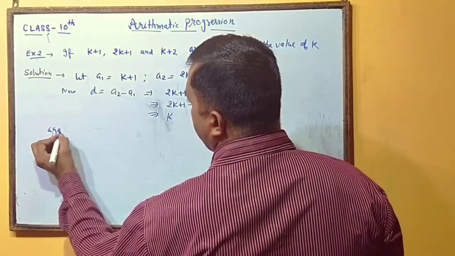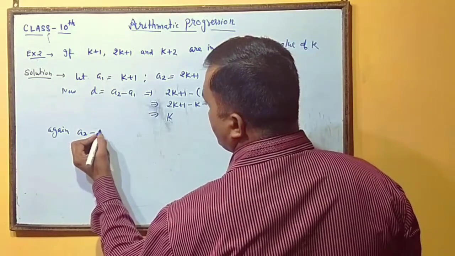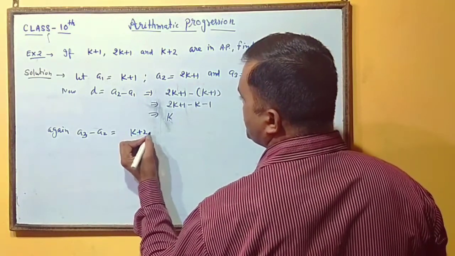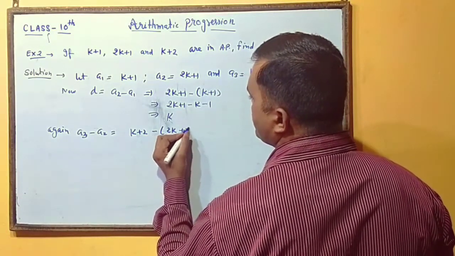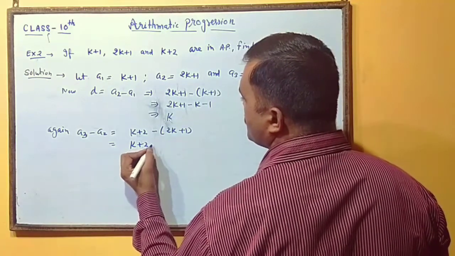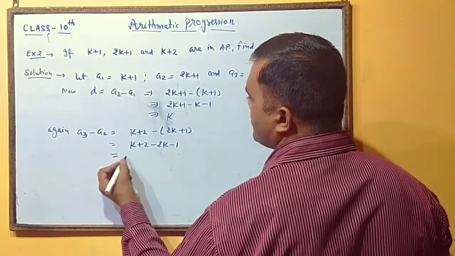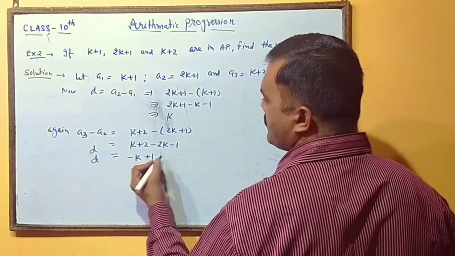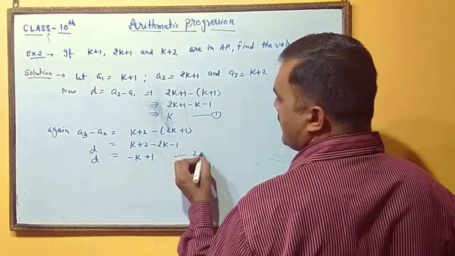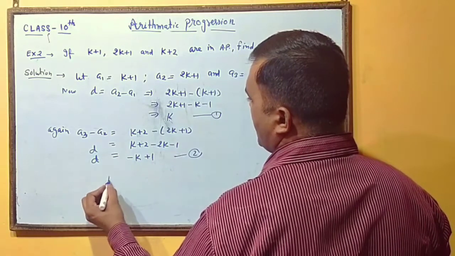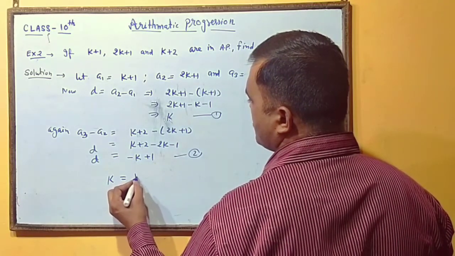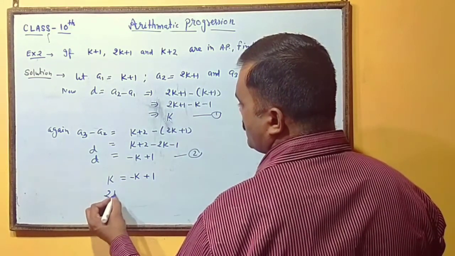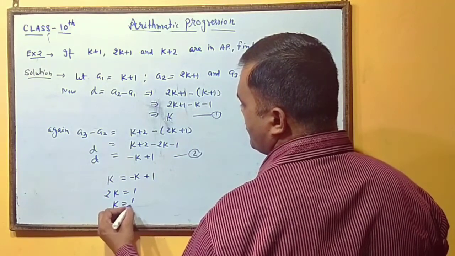Again, a3 minus a2 is also d, equal to a3, which is k plus 2, minus 2k plus 1. So we get k plus 2 minus 2k minus 1. So this is also d. So it will be minus k plus 1. So this will be k is equal to minus k plus 1. So take this k to the left side. 2k is equal to 1 and k is equal to 1 upon 2.